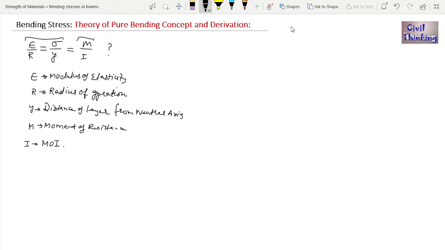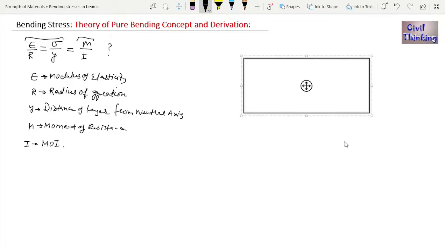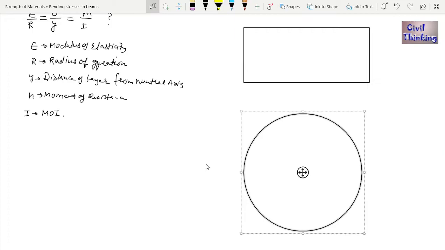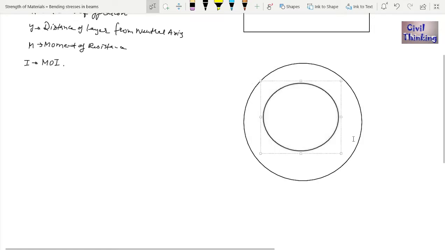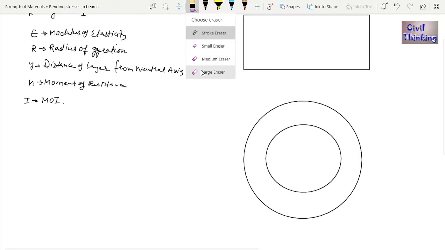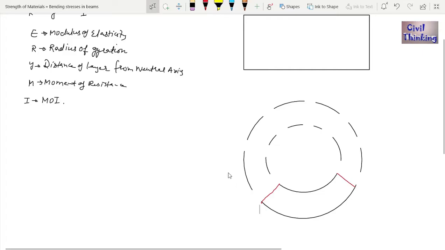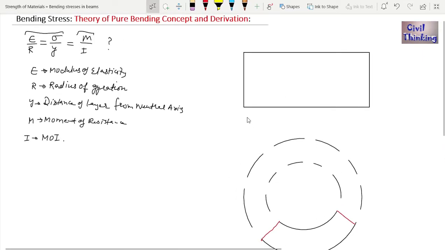Now let me consider a beam. Suppose this is a beam. Now it will bend, right? We know that the assumption of the theory of pure bending is that it will bend into a circular shape. It will bend something like this, right? I'm assuming this beam will bend like this.